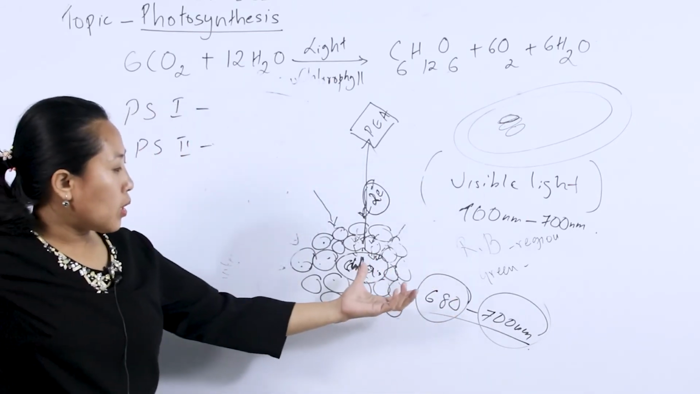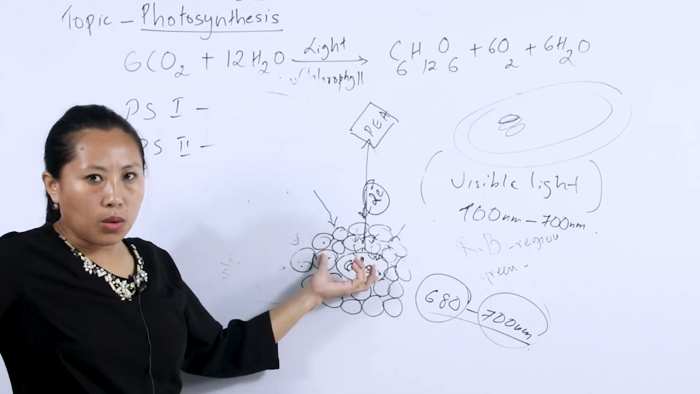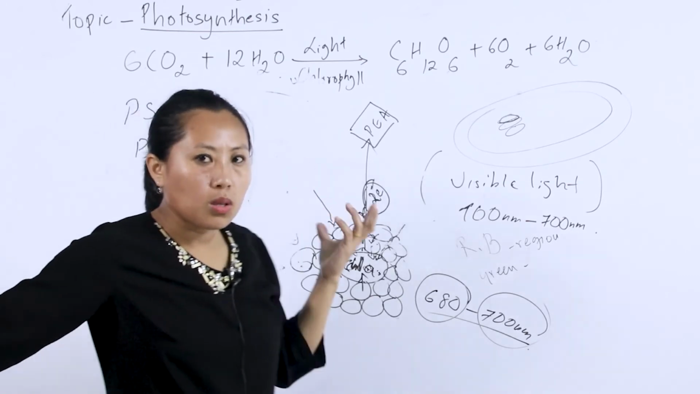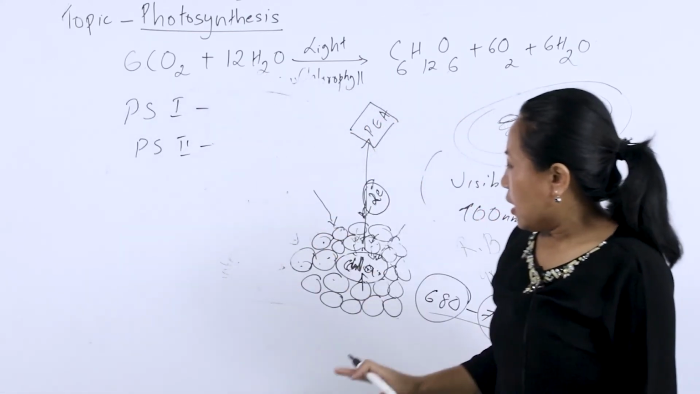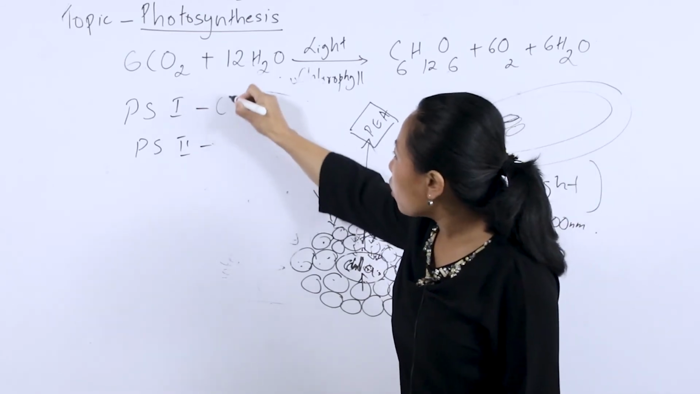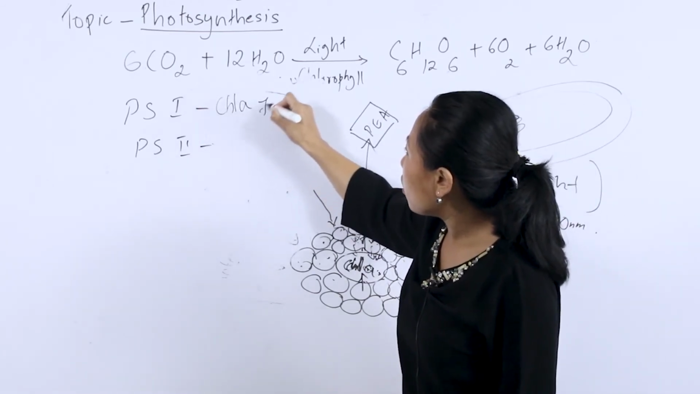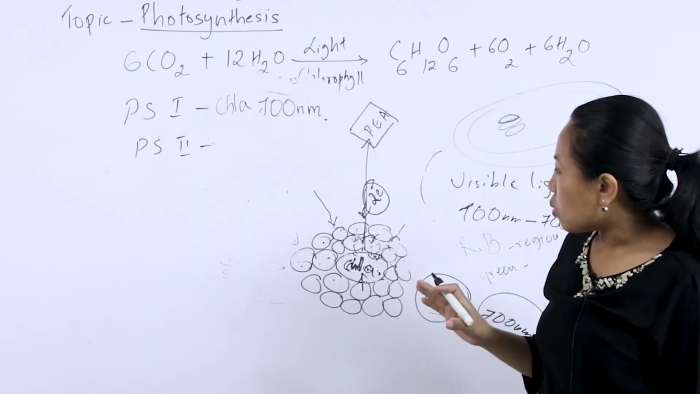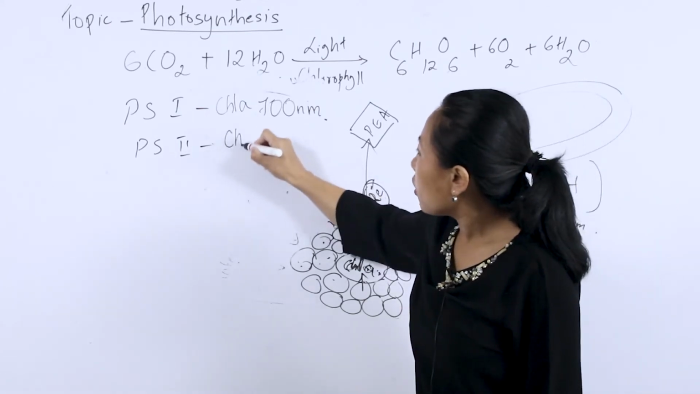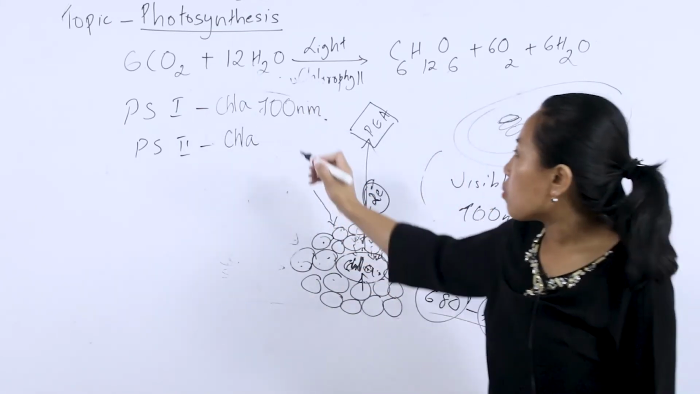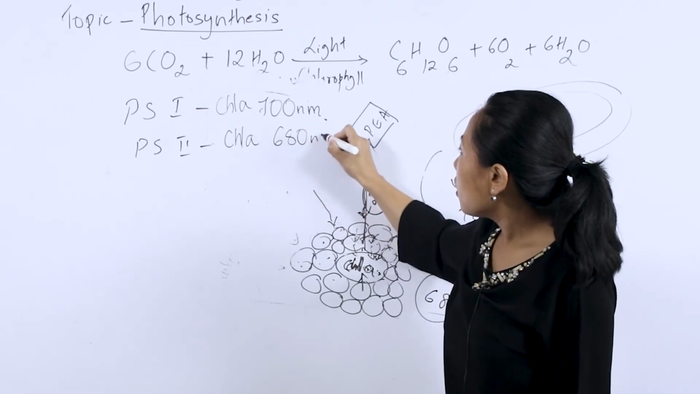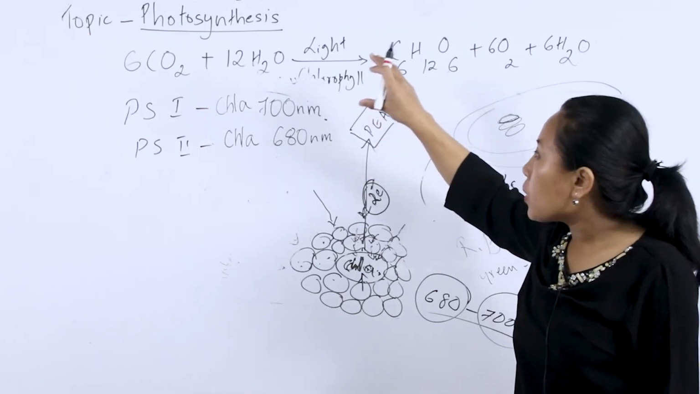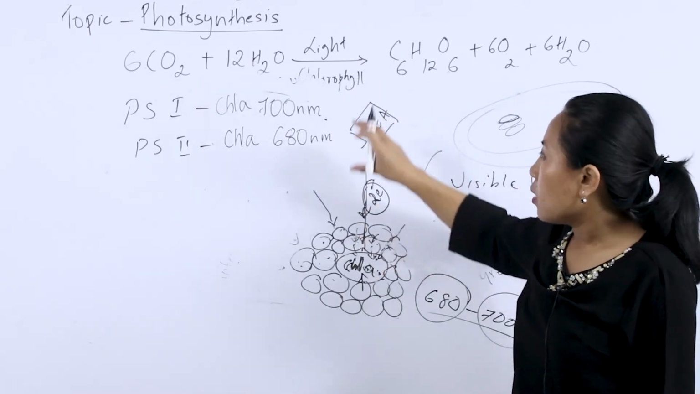Depending upon the wavelength absorbed by the chlorophyll A present in the reaction center, there are two types of photosystem, photosystem 1 and photosystem 2. In photosystem 1, the reaction center is a chlorophyll A molecule which absorbs light at a wavelength of 700 nanometers. And in photosystem 2, the chlorophyll A which forms the reaction center absorbs light at a wavelength of 680 nanometers.